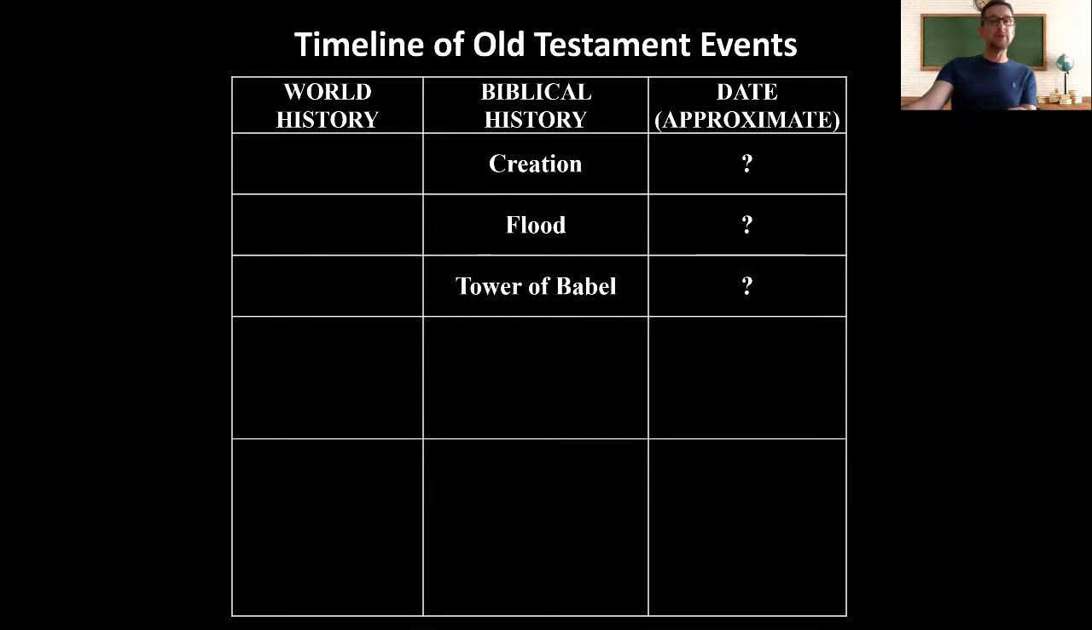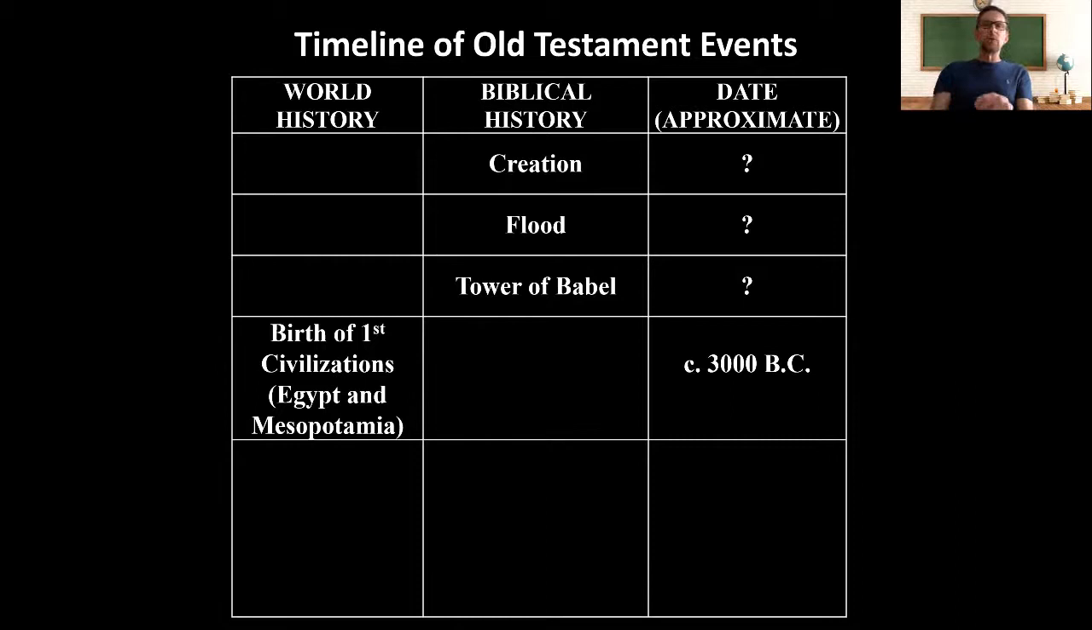Then you have the event of the Tower of Babel. Once again, we're not exactly sure how long ago that event was, but it did take place after the flood. Now, we are getting into the era of where we can put some dates. And the birth of the first civilizations, as historians define civilization, and we're looking at the civilizations specifically of Egypt and Mesopotamia. We're talking about the year around 3000 BC.